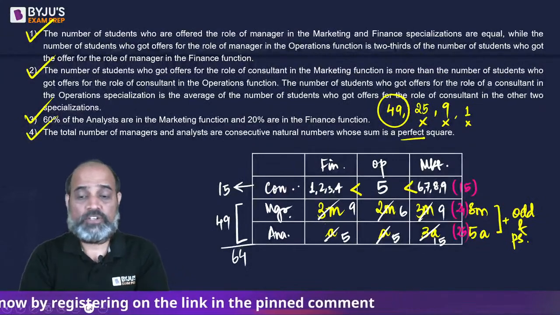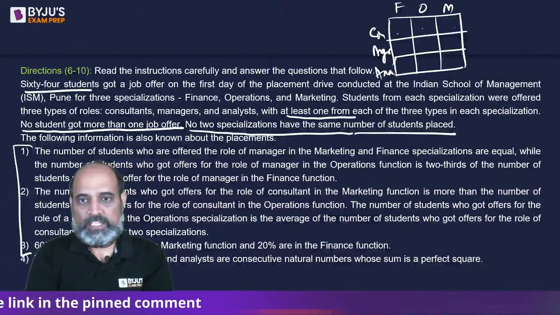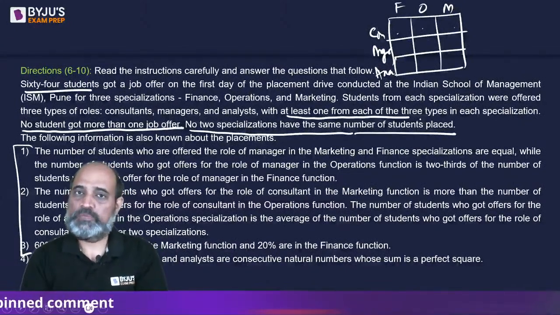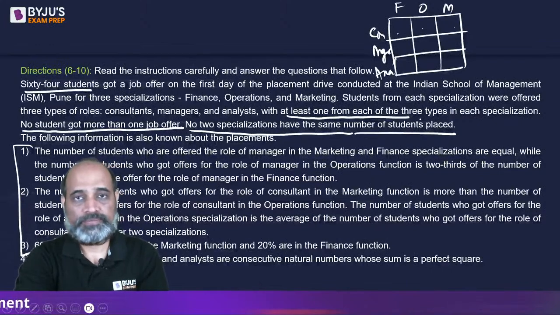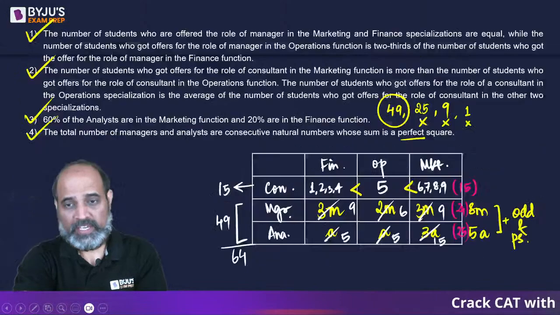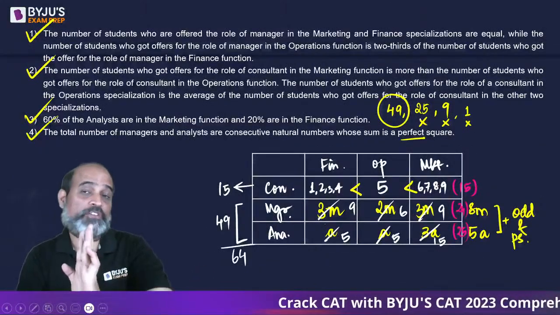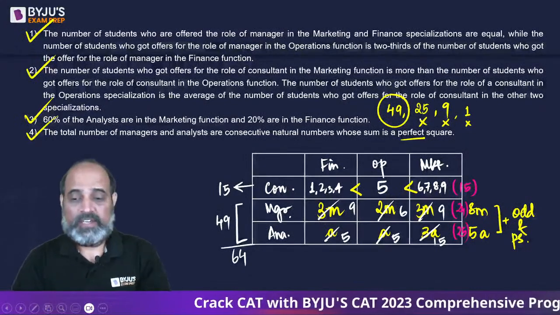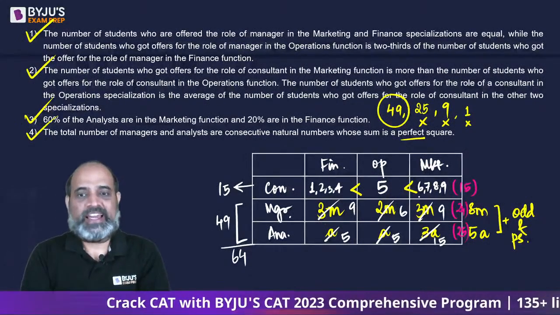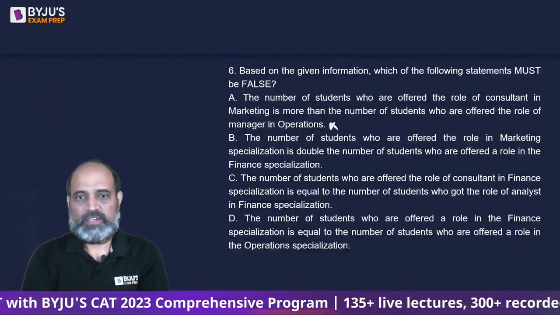Why can't we take 0? Maybe you did not notice. At least one student is there in every specialization under every role. So we can't take 0 over there. So you can have 1, 2, 3, 4, and accordingly it will have 9, 8, 7, 6. So obviously marketing we can have more than 6 also, right? So the first one is not false.